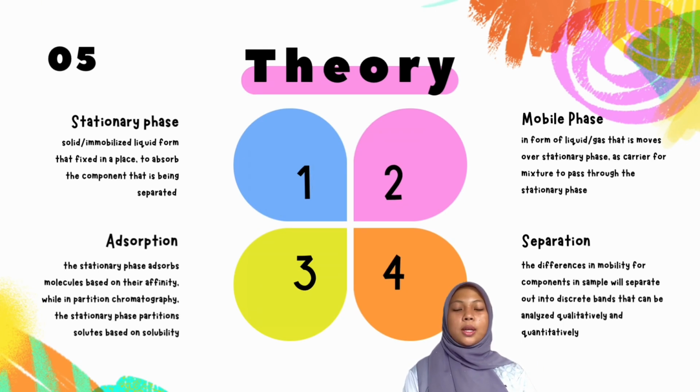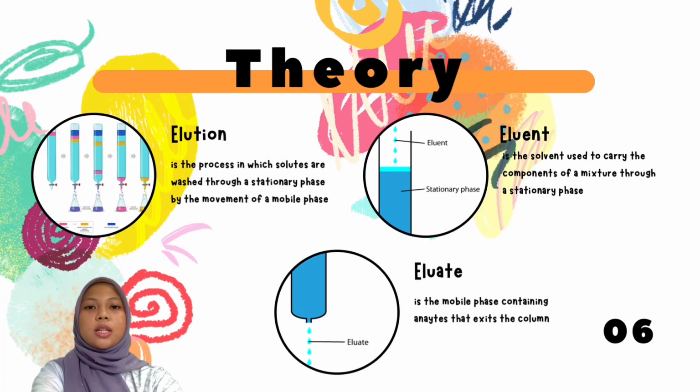that can be analyzed qualitatively and quantitatively. Elution is the process in which solutes are washed through a stationary phase by the movement of a mobile phase. Eluent is the solvent used to carry the components of a mixture through a stationary phase. And the last one, eluate, is the mobile phase containing analytes that exit the column.